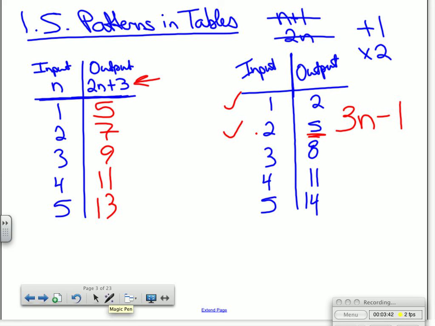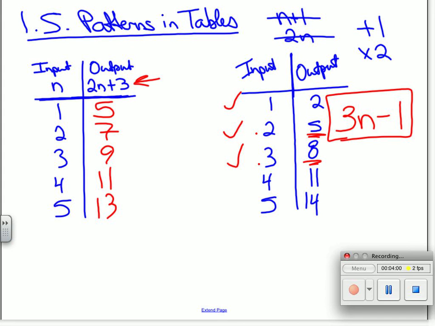You will come across patterns, more complicated ones, maybe not today, that can work for the first two but don't work for the third. So it's a good idea to check the third. 3 times 3 is 9, minus 1 is 8. Yeah, it works for all three. This must be the equation, the expression that goes with that.